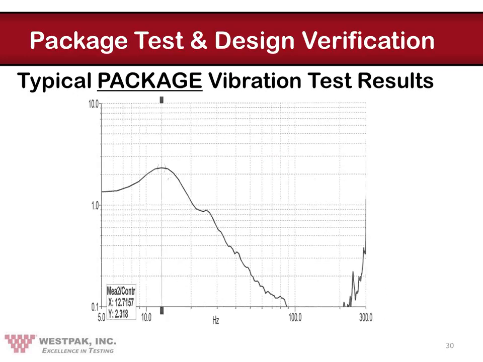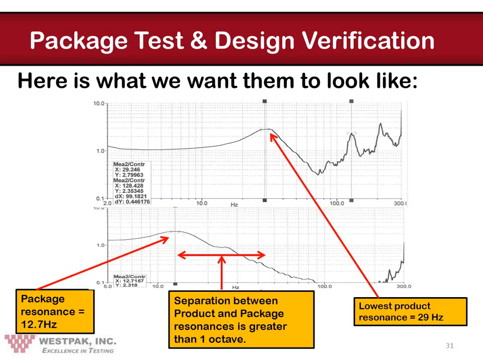This shows a typical package vibration test result, and we see that the package resonance occurs here at about 12 Hertz, 12 to 13 Hertz, something like that. So that's the package system. So when we put them together, here we show the package responding at about 12.7 Hertz and the product at about 29 Hertz, and we see that we have this separation range. There's 1 octave between the package resonance and the lowest product natural frequency.